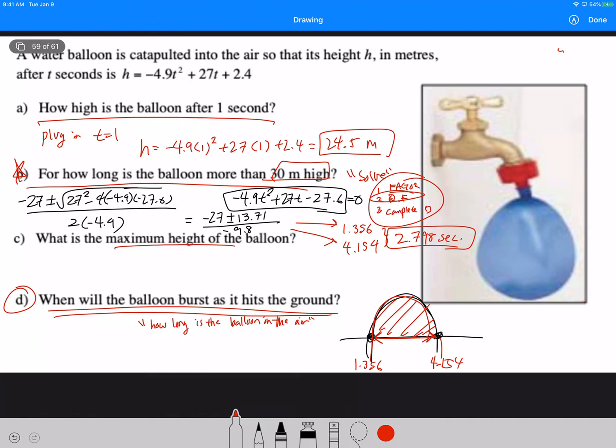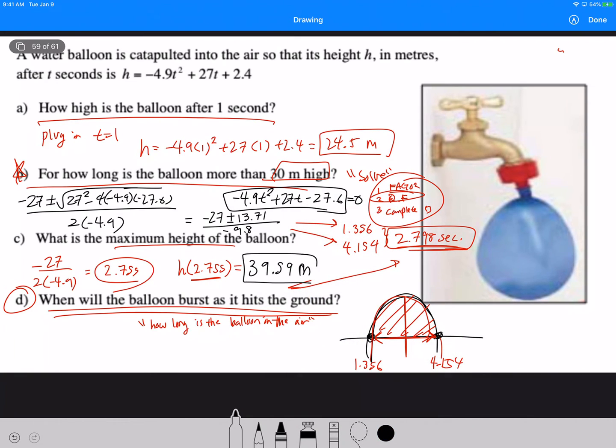What is the maximum height of the balloon? We all know what's coming up. Axis of symmetry, plug it back in to find the vertex. Negative 27 divided by negative 9.8. So we get 2.755 as the time. So therefore, we need to plug this into the equation. Now it's really close to being the answer to part B. Actually, this is the duration, this is the actual time. So my apologies. It should be somewhere around 2.755. Let's see. So negative 4.9 times, well, I'm going to store 2.755 into x: negative 4.9x squared plus 27x plus 24, and the height you get is 39.59 meters.